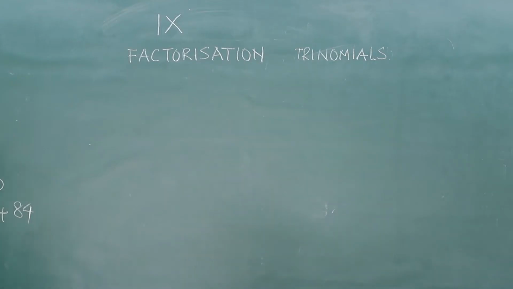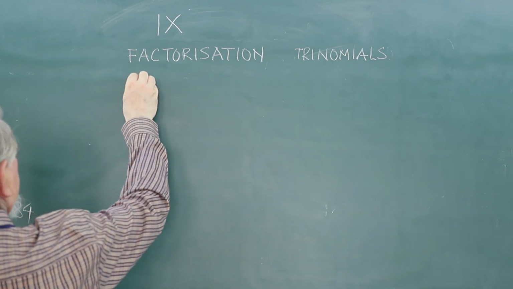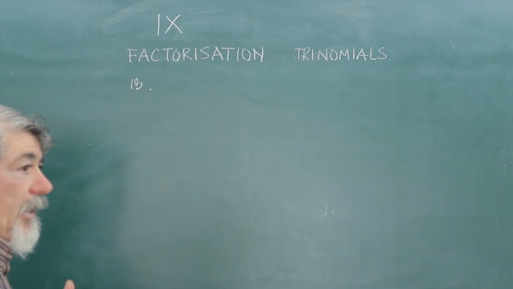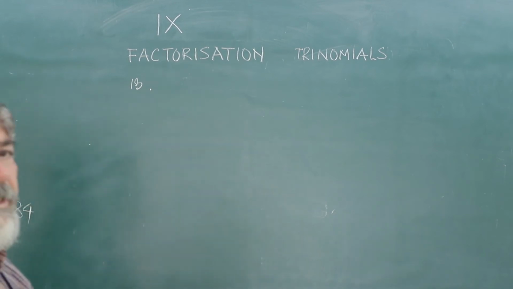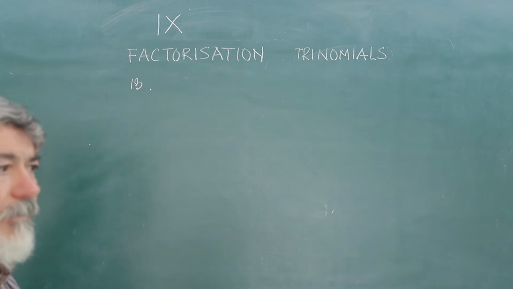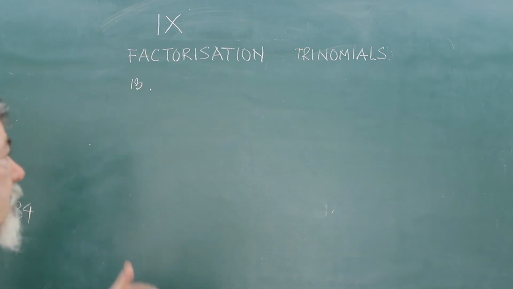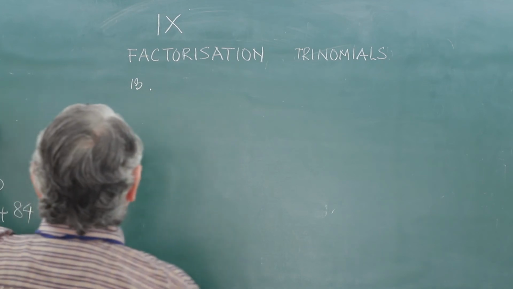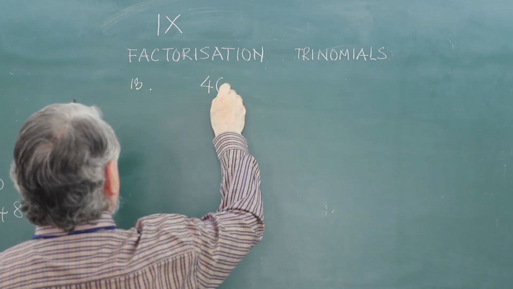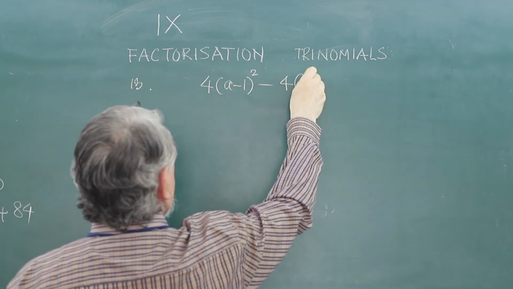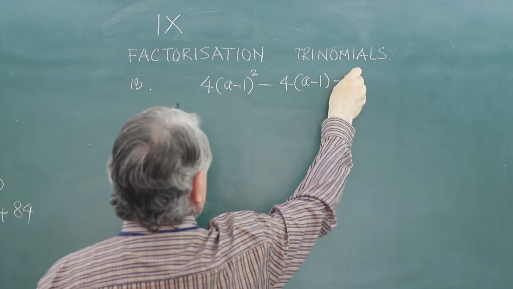Okay, let's do question number 13. On the left side of the board I have written all the questions 13, 14, 15, 16, 17, 18, and I'll solve these so that around 18 questions from the exercise of trinomials are solved for you. There are hardly 30, 40 questions in that. I have solved almost 50% of your questions. And now 4(a minus 1) whole square minus 4(a minus 1) minus 3.